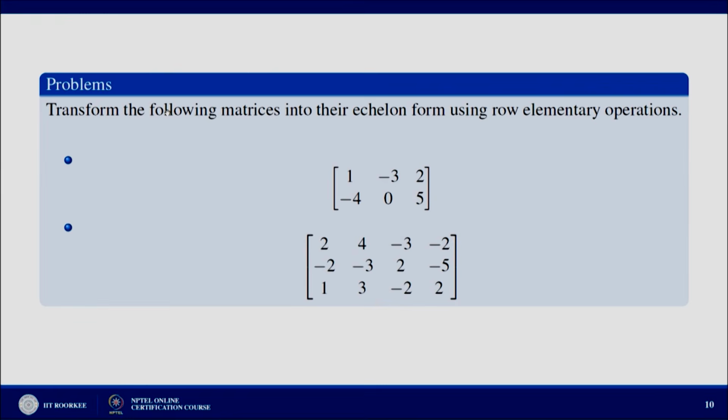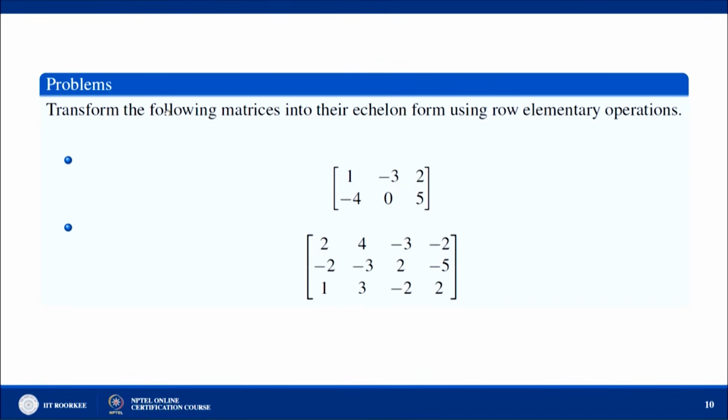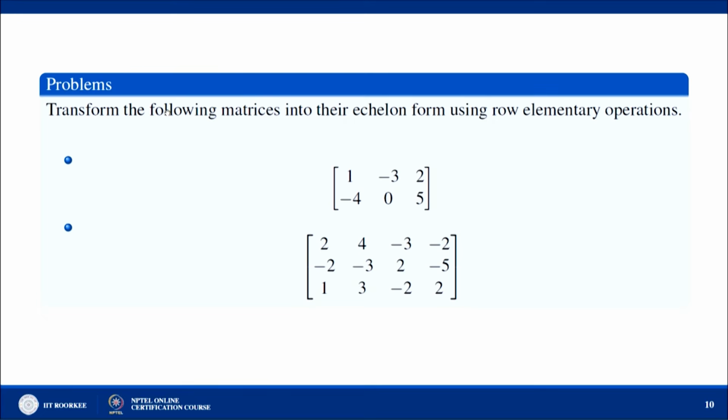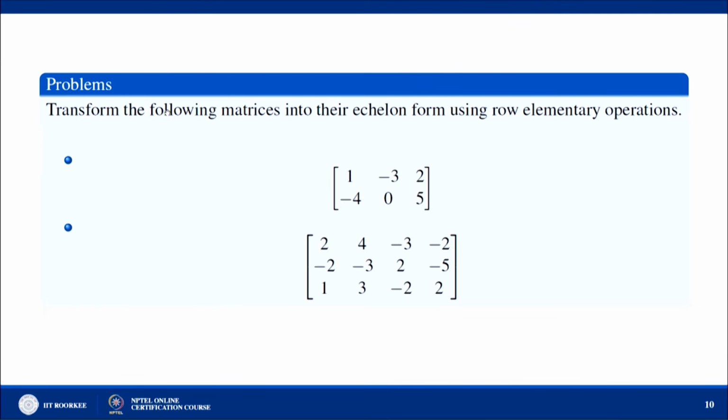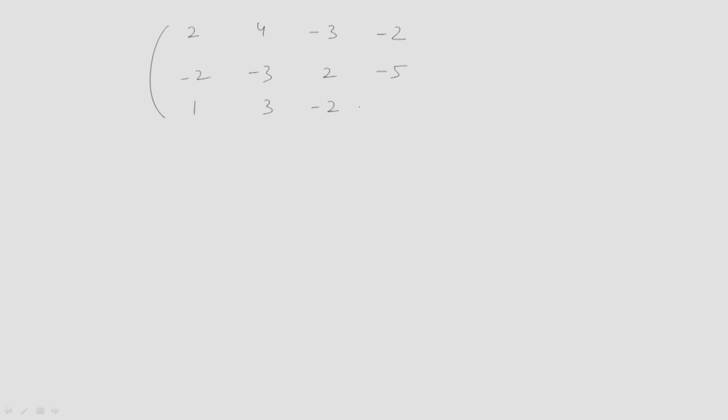The matrix is 2, 4, minus 3, minus 2. Then it is minus 2, minus 3, 2, minus 5. One, 3, minus 2, 2. Now, you want to frame its echelon form. So, you leave first non-zero element as it is, make 0 here with the help of this, make 0 here with the help of this. So, you apply elementary row operations.